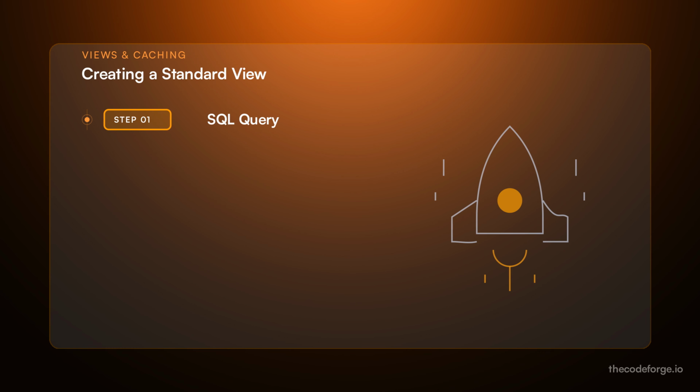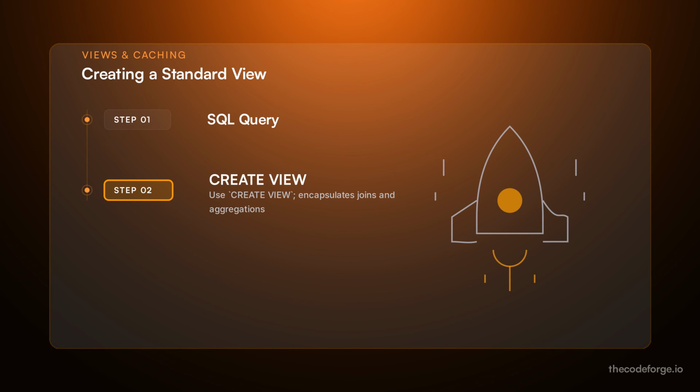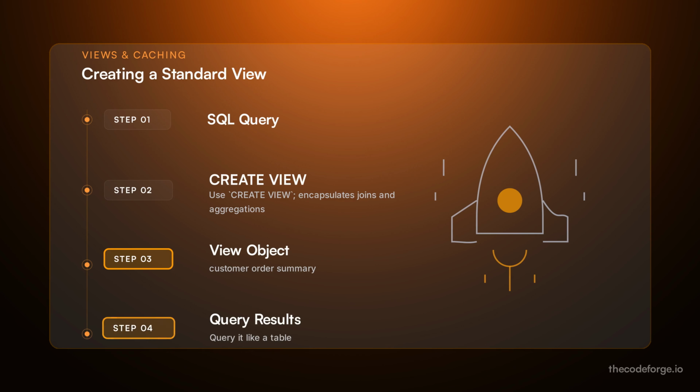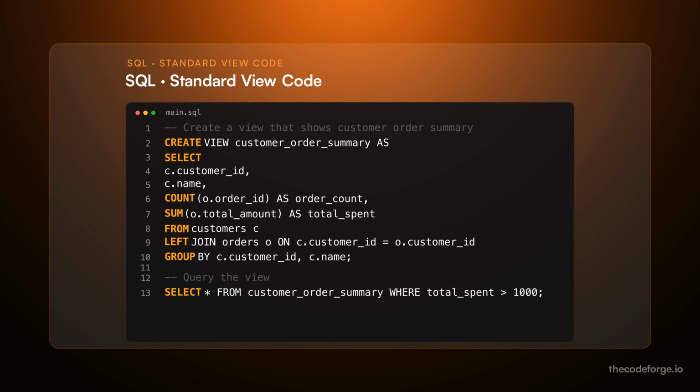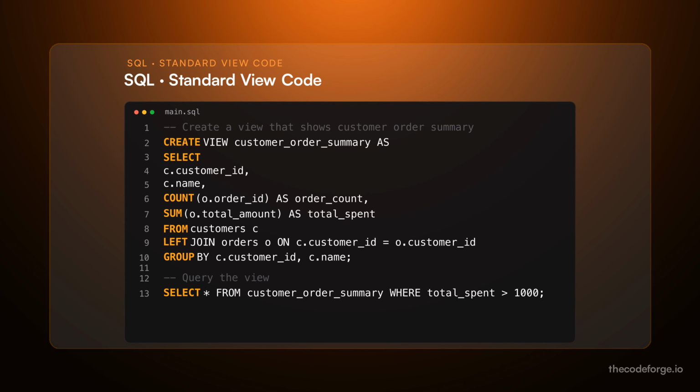Let's create a view that joins customers and orders to show a customer order summary. Once defined, you can query it just like any other table, simplifying access for analysts. This view aggregates order data per customer. Notice the left join and group by. You can query it just like a table.